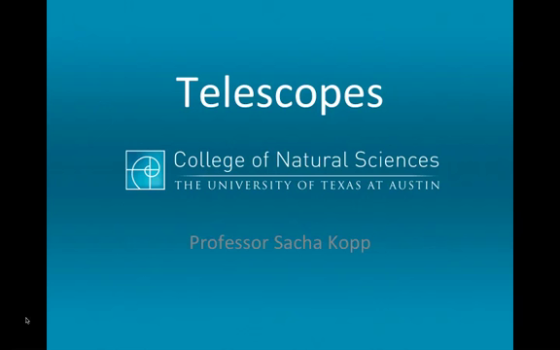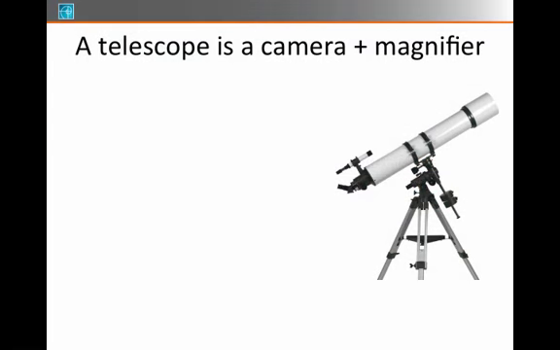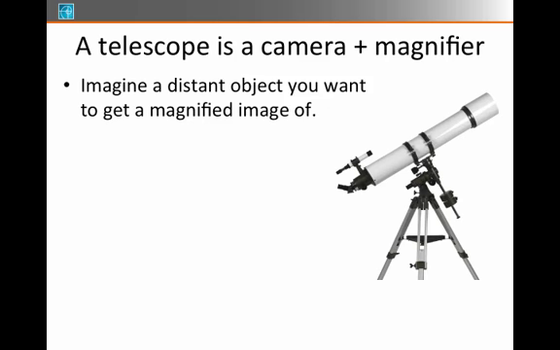Many optical systems require multiple lenses chained together in order to achieve the desired effect, and telescopes are one such example. We'll take a look at those and how they work. A telescope is essentially a camera lens plus a magnifying lens strung together. Imagine a distant object that you want to get a magnified picture or image of.